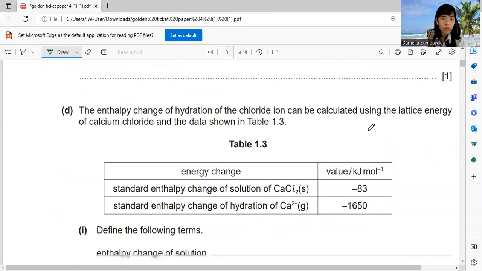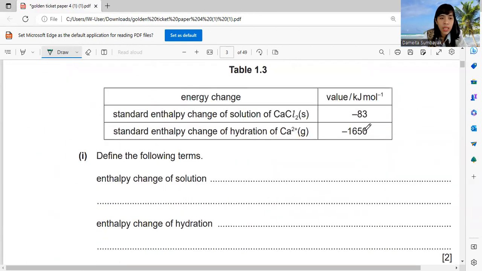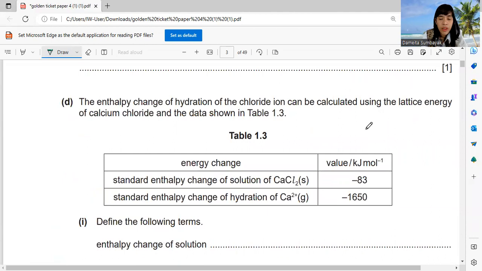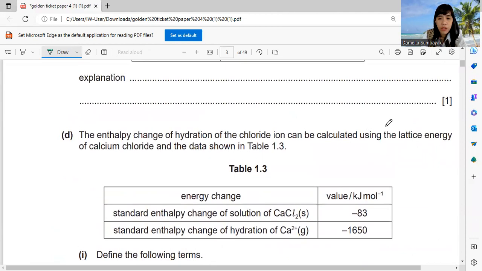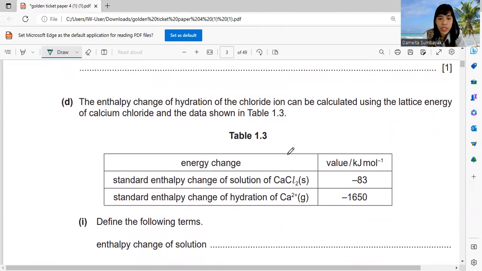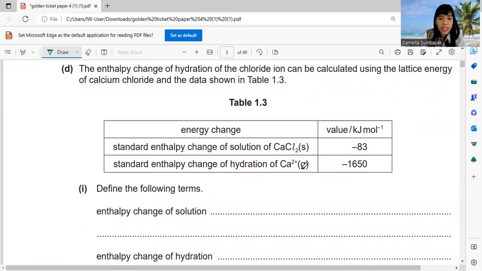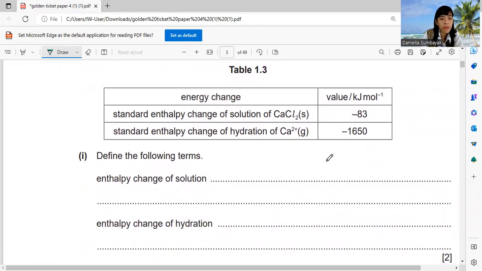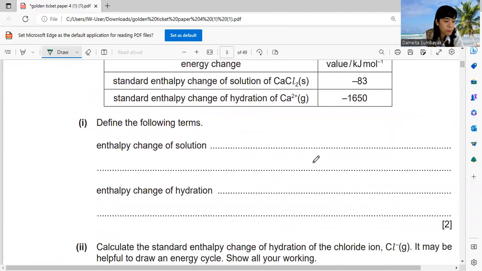Well, we move on to part 1b. The enthalpy change of hydration of the chloride ion can be calculated using the lattice energy of calcium chloride and the data shown in table 1.3. There is a data of standard enthalpy change of solution of CaCl2, negative 83, and enthalpy change of hydration of Ca2+, negative 1650.